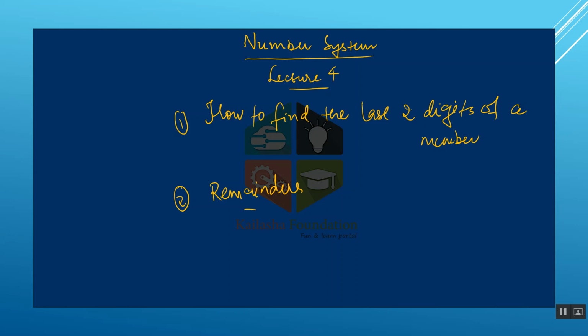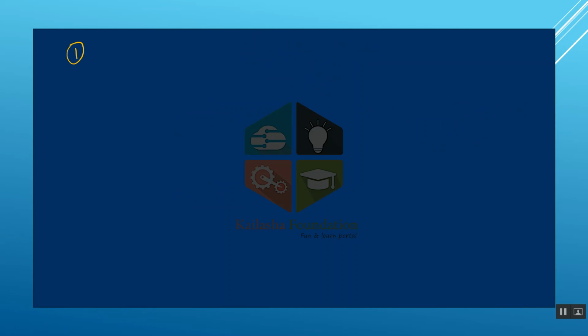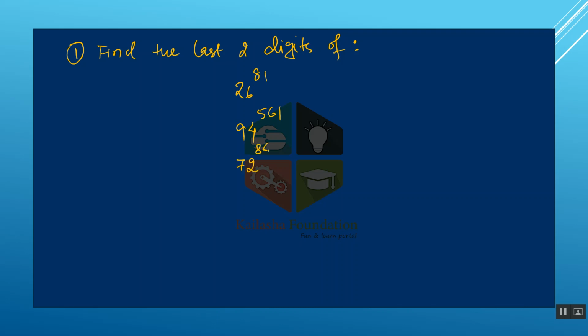We'll be discussing problems like: find the last two digits of 26 raised to the power 81, 94 raised to the power 561, 72 raised to the power 842, etc., 47 raised to the power 900.